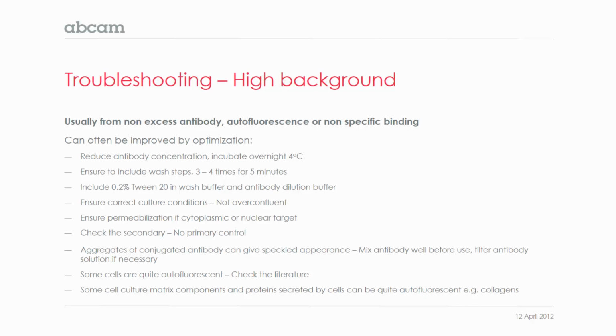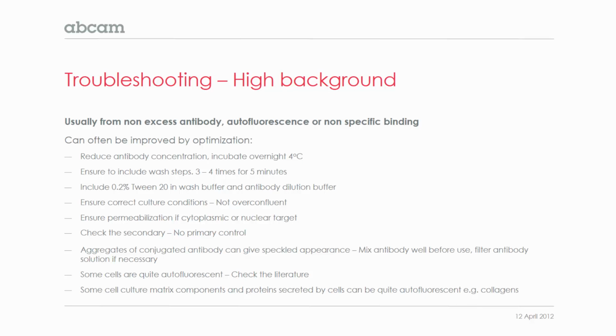Again, you could check the secondary antibody, make sure that's not binding non-specifically by including a no primary control. Sometimes aggregates of the conjugated secondary antibody can give a sort of speckled appearance within the sample, so you can mix the antibody well before use. If you want to, you could even filter the antibody solution before you use it if necessary.